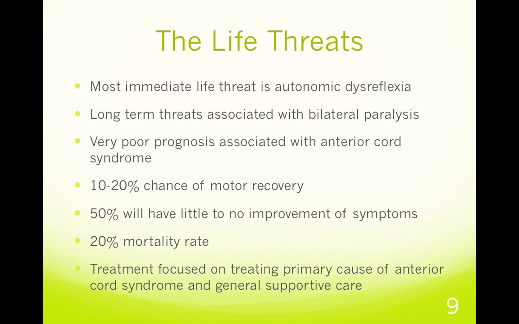Overall, anterior cord syndrome has a very poor prognosis. Only 10 to 20% of patients will have full recovery of their movement, while 50% will have little to no improvement of their initial symptoms. There is a 20% mortality rate associated with anterior cord syndrome, and the treatment, therefore, is focused mainly on the primary cause of the syndrome and overall supportive care for the patient.